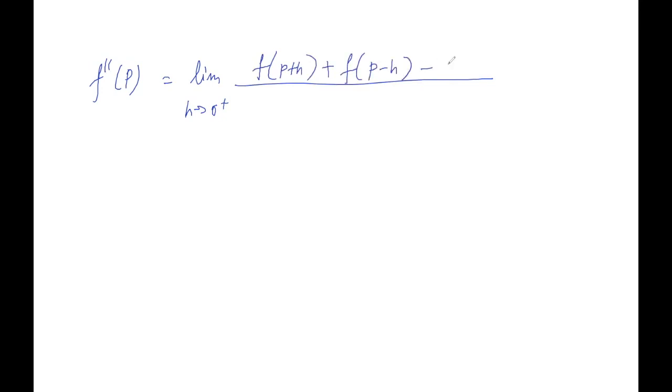So now we have proved that f double dash p is equal to the limit as h tends to 0 plus of f of p plus h plus f of p minus h minus 2f of p by h square. And similarly, for the case h tends to 0 minus, we can prove it similarly, and finally we will have our double derivative formula for any arbitrary point p on the open interval I. Thank you.